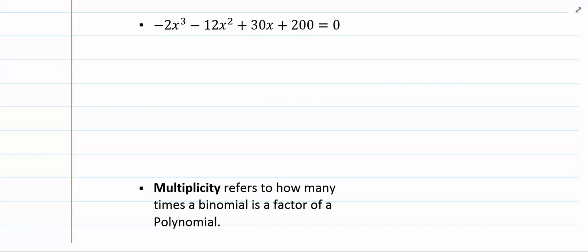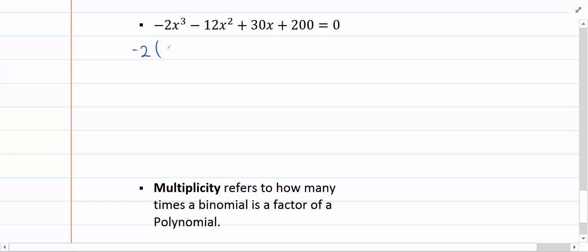Let's try this last example. We again have a 4-term polynomial, but I noticed before I try factor by grouping that there is a GCF. There is a greatest common factor for all of these terms, and I'm going to call that a negative 2, because I can divide the first term by negative 2 and I'll be left with x cubed. I can divide the second term by negative 2 and I'll be left with 6x squared. The third term would leave us with negative 15x, and the last term would be a negative 100.